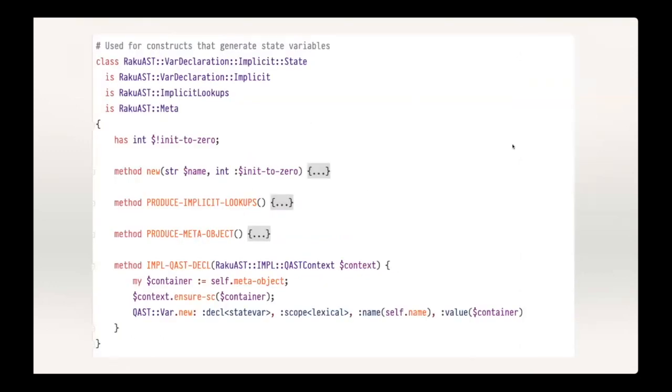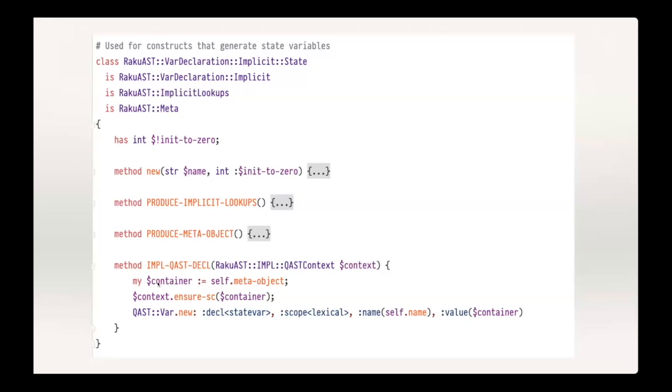And then finally, we have IMPL cast declaration, which is called when it's time for scope to emit its local declarations. So this happens when a node does the role. Well, we don't actually have does, but some of these are roles, like RakuAST meta is a role. Or when a generated lexical declaration is added to a scope directly. So those are the two times that you'll get this cast declaration method called.